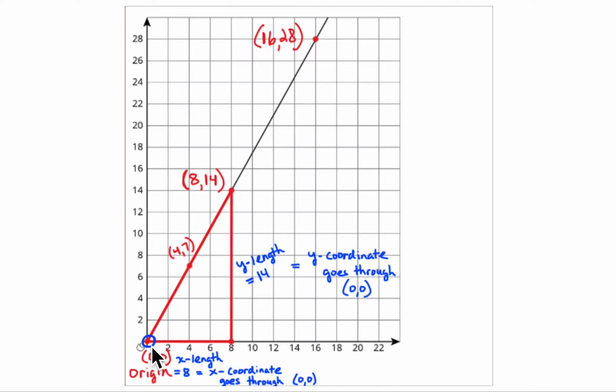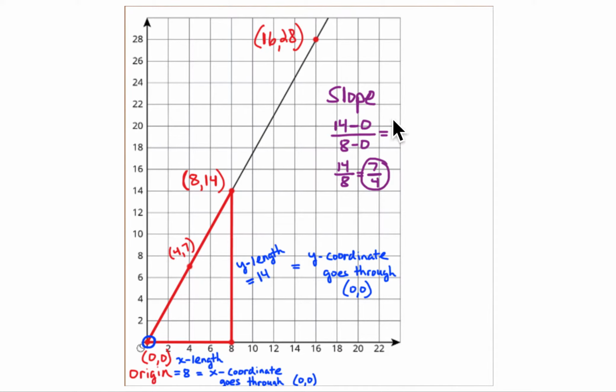So this distance from 0 to 8, that's the x-coordinate. It's right here, this 8. That is also the horizontal distance. You don't have to slide it over. You don't have to add anything. You don't have to subtract anything. It is the horizontal distance. That's an important point because when you go to write the equation, first of all, the slope is the ratio of the vertical distance to the horizontal distance.